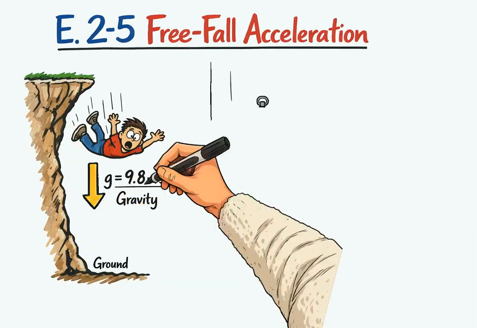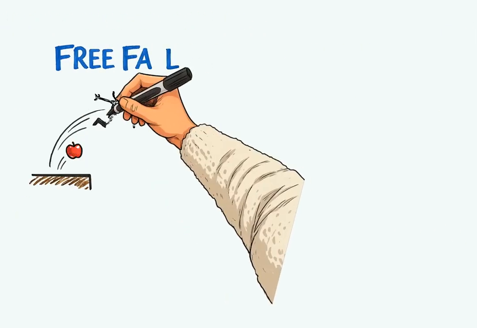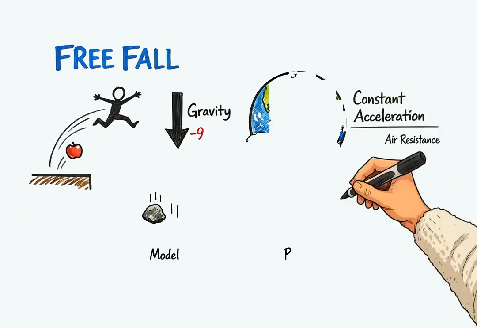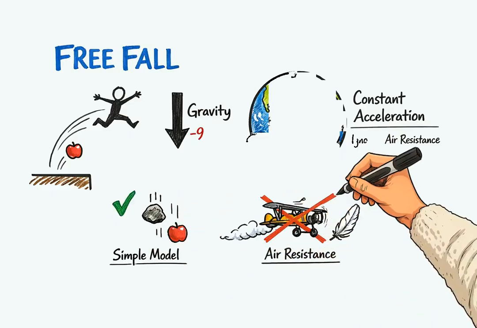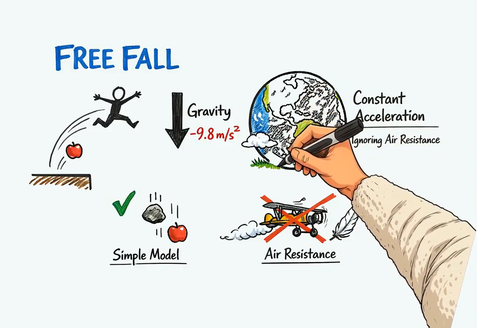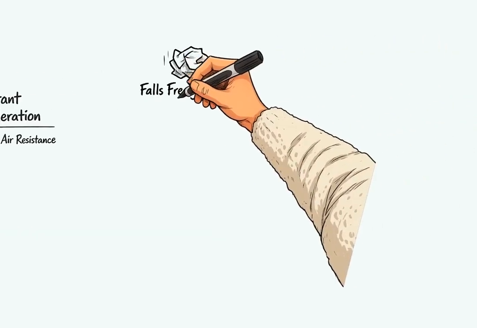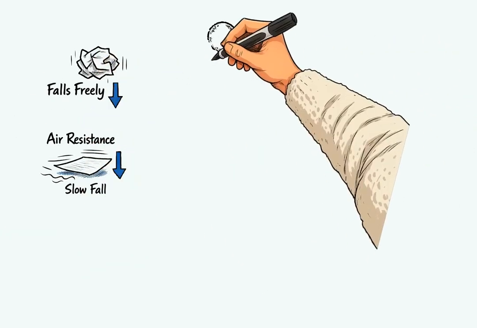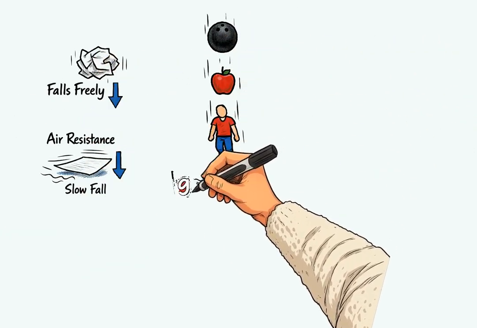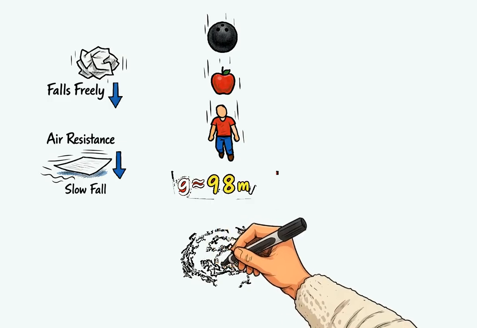Section 2.5, free fall acceleration. Free fall is where the constant acceleration toolkit starts to feel like physics you can watch. Near Earth's surface, the vertical acceleration due to gravity is remarkably steady, so the model fits beautifully, provided we're clear about what we're neglecting. In physics, an object is in free fall when it moves under the influence of gravity alone. That word, alone, matters.